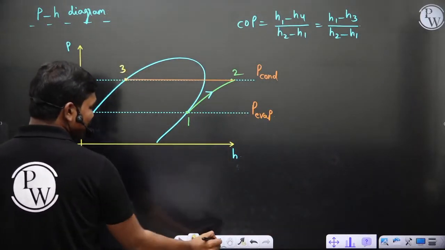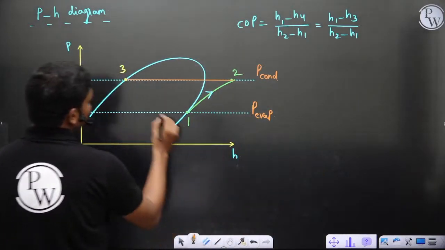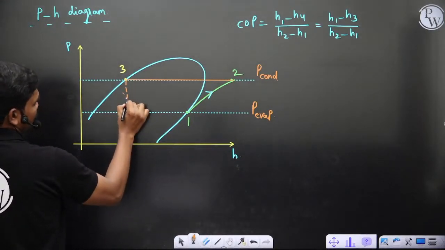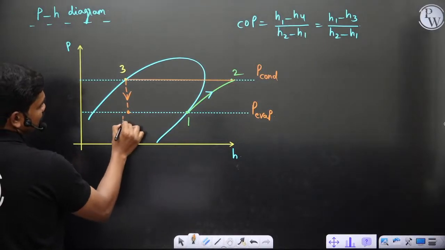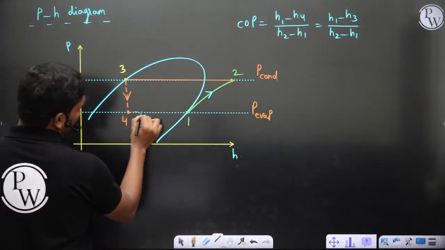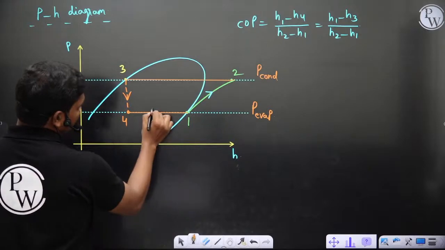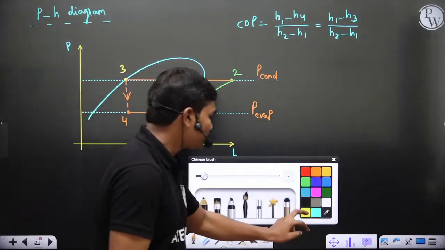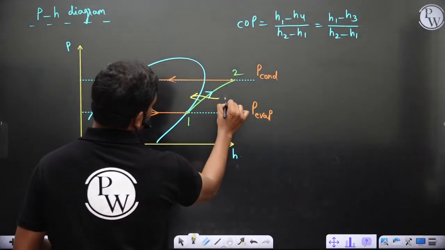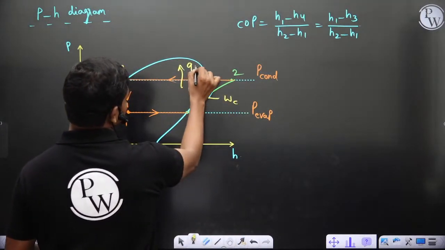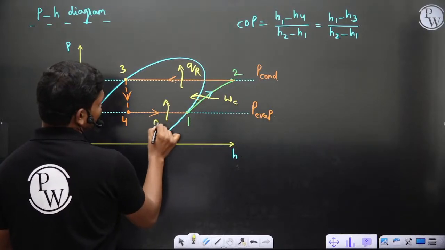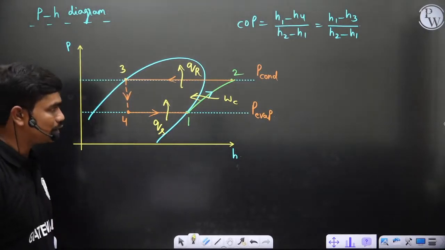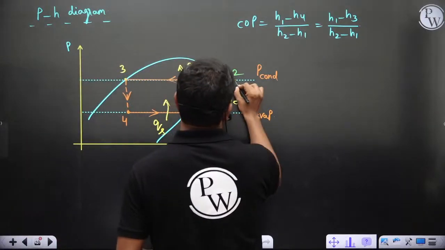Now 3 to 4 is isenthalpic. We don't know what's happening in between, but state 3 and state 4 will have the same enthalpy. And 4 to 1 is what you have here. So 1, 2, 3, 4 is the cycle actually. Here you have the work input in the compressor, this is the heat rejection, and this is the heat addition QS, let us say, and of course a small amount comes out here, just the isenthalpic process. So therefore H1, H2 and H3.